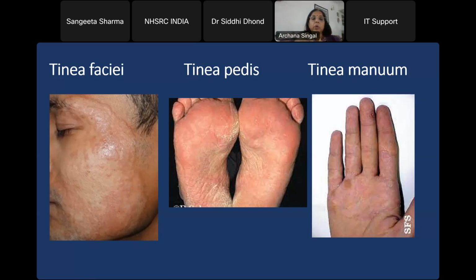So once there is a localized decrease in the immunity, they will infect and cause tinea faciei. People use Betnovate-N, which is like a cold cream for the face in many communities. Then tinea pedis when it involves the sole, and tinea manuum when it involves the hands. Next.